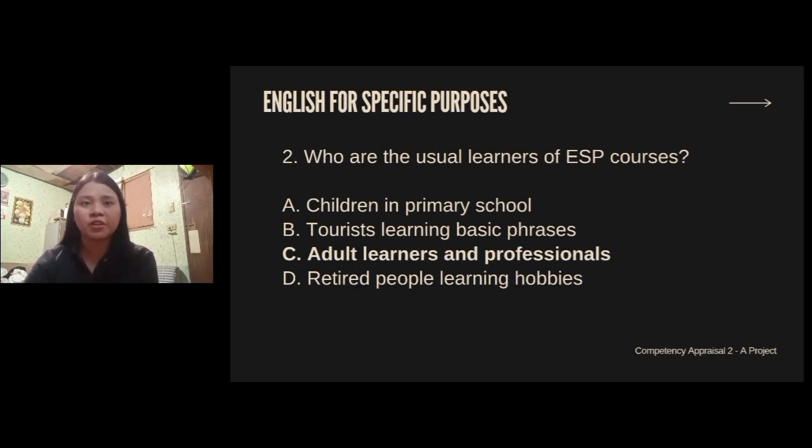The correct answer is letter C, adult learners and professionals, because ESP is commonly designed for adults who need English for their jobs or academic studies. The letters A and B are not correct because they are more related to general English or survival English. And the letter D is not the primary audience for ESP.